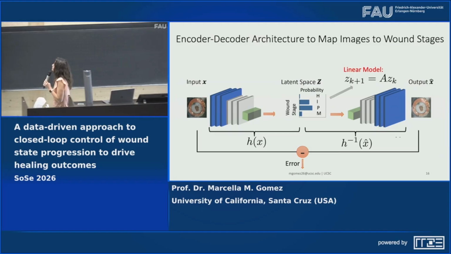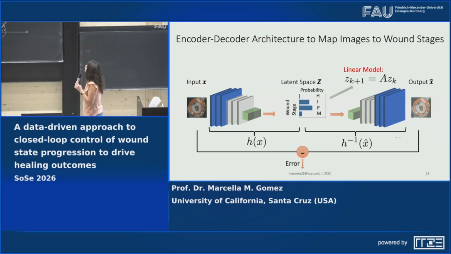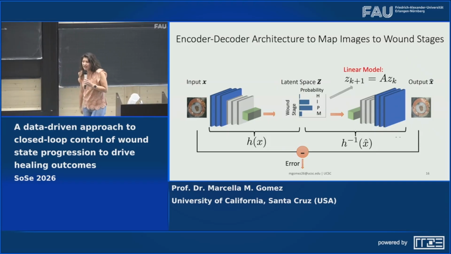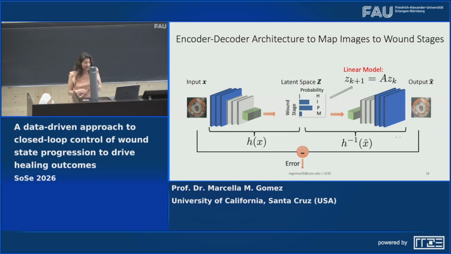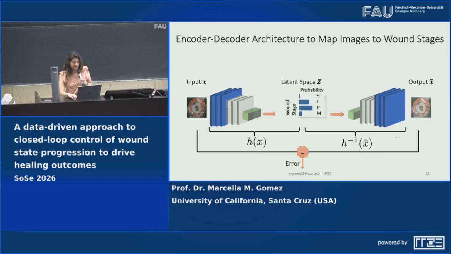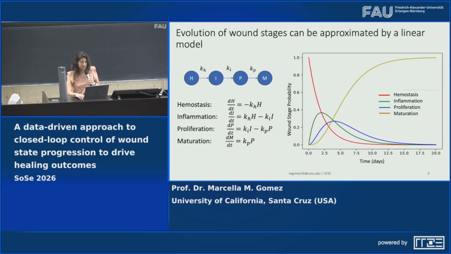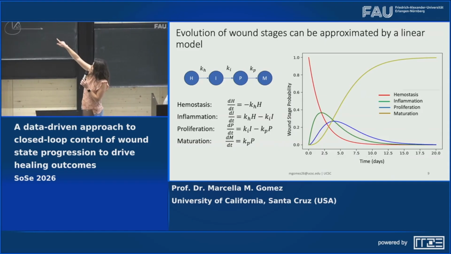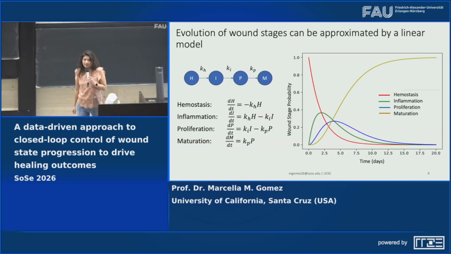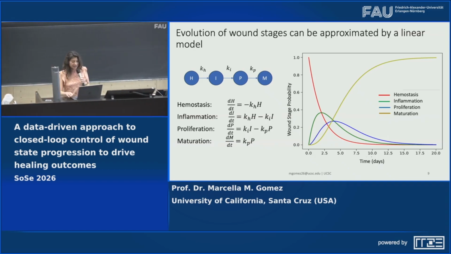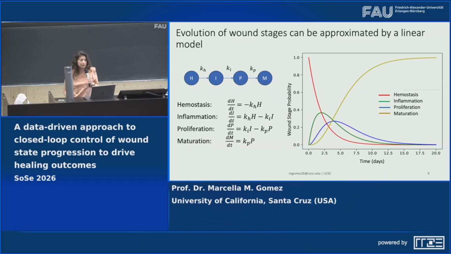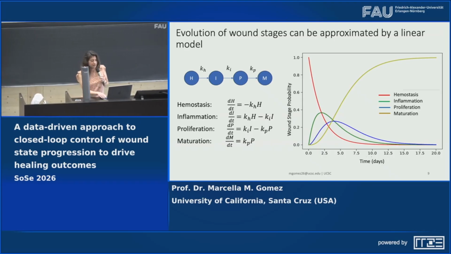Yes? So the question was, is A fixed? Are we learning A? We are learning A. So if I go back here, A is essentially the matrix that would come out of this linear system. So the parameters KH, KI, KP, yeah.